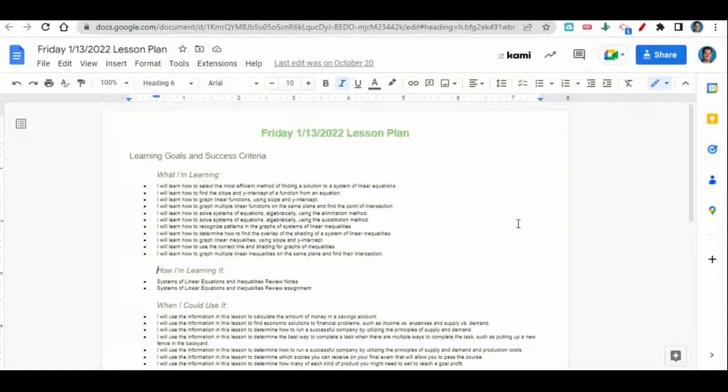how to recognize patterns in the graphs of systems of linear inequalities, how to find the overlap of the shading of a system of linear inequalities, how to graph linear inequalities using slope and y-intercept, how to use the correct line and shading for graphs of inequalities, and how to graph multiple linear inequalities on the same plane and find their intersection. How are we learning it?